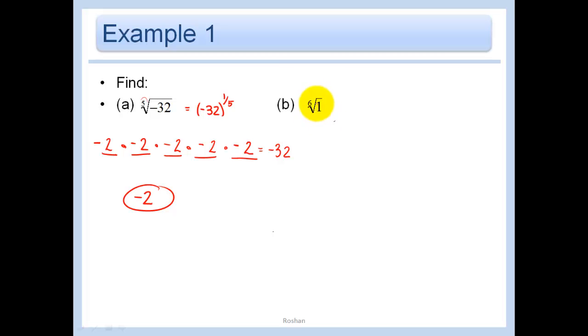What about the 6th root of 1? This is asking me, what times what times what times what times what times what, 1, 2, 3, 4, 5, 6, equals 1? Well, this one's simple. This is just 1. 1 times 1 times 1 times 1 times 1 times 1 equals 1.